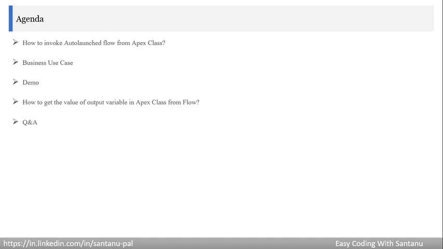Today's agenda: how to invoke Autolaunched Flow from Apex class. Then we will directly jump to see the business use case. Then we will see the demo. Then we will learn how to get the value of the flow output variable in the Apex class. At the end of the session, we will discuss some questions. Let's go to the main topic.